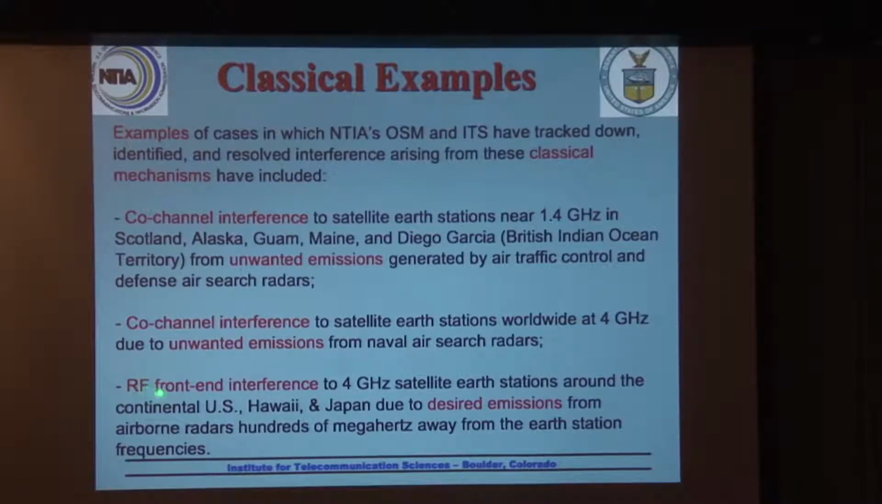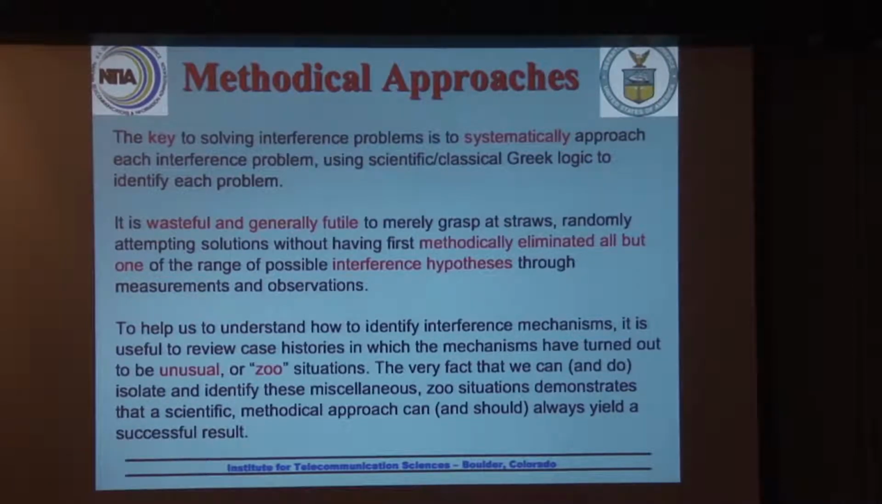And then we have seen RF front-end overload interference at many different locations in many different situations, but one case in particular years ago, again, was at 4 gigahertz, again getting into satellite Earth stations all over the continental United States and in Hawaii and Japan. And this was due to desired emissions from an airborne radar that was tuned hundreds of megahertz away from the Earth station frequencies, but it was overloading the Earth station front ends. And of course, what they had to do there to solve that problem was to put band pass filters on the front ends of the Earth stations in order to mitigate that problem. And we've talked about that, of course, already.